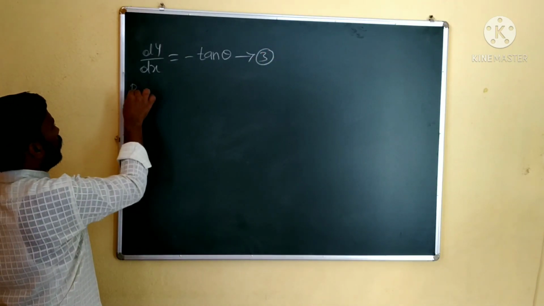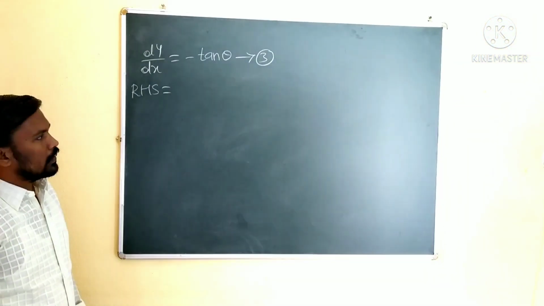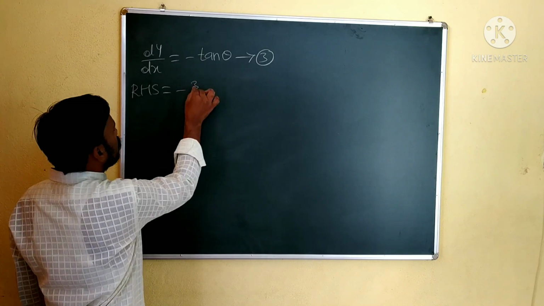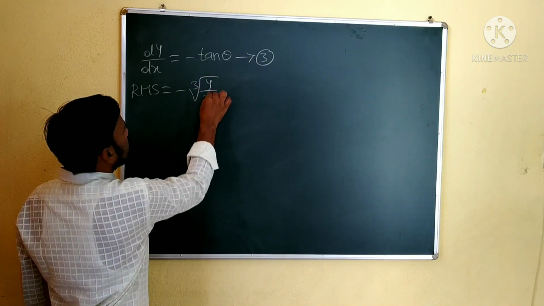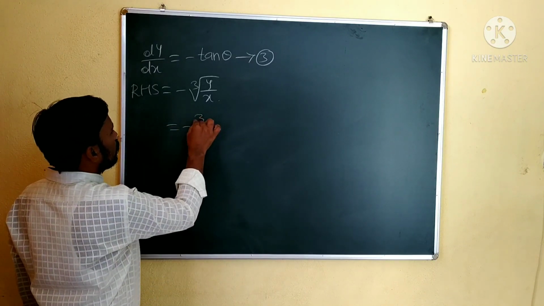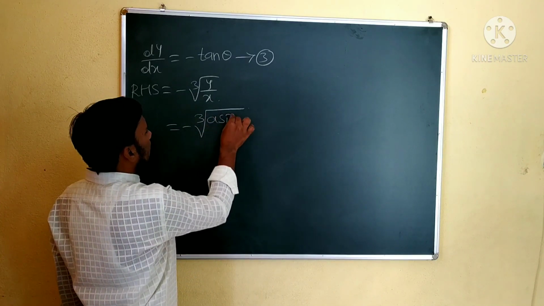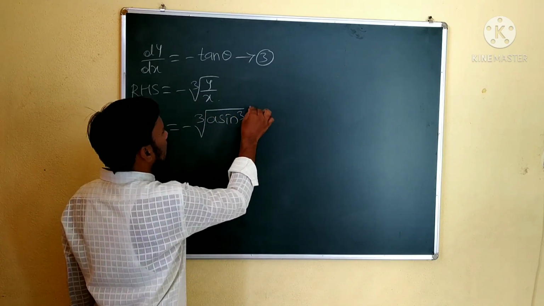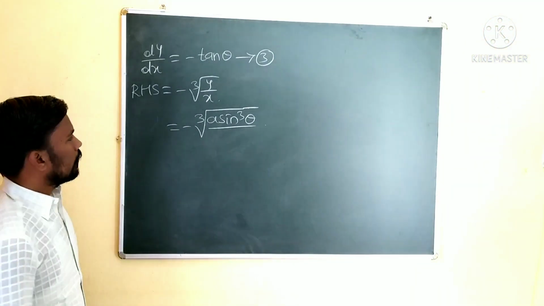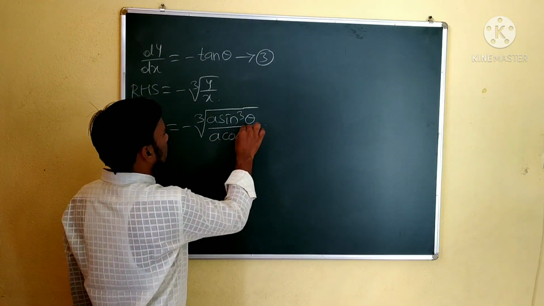Now consider the RHS part of the proof. We need to prove that dy by dx is equal to minus cube root of y by x. So the RHS part is minus cube root of y by x. Now put the y value: y is nothing but a sin cube theta, the second parametric equation. And x is nothing but a into cos cube theta.